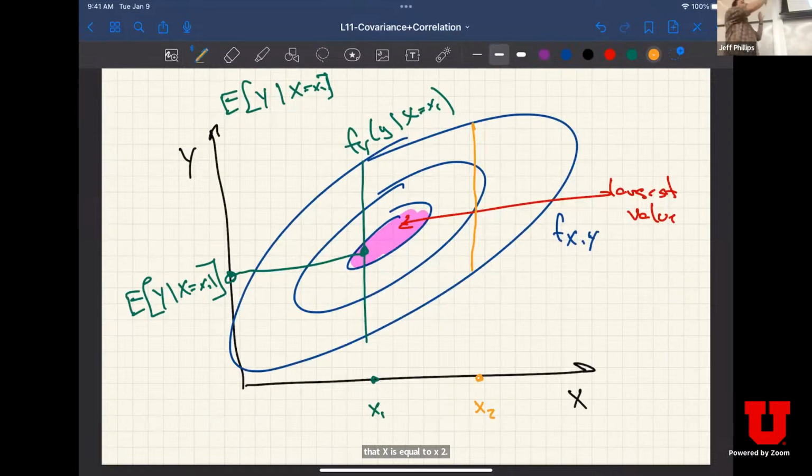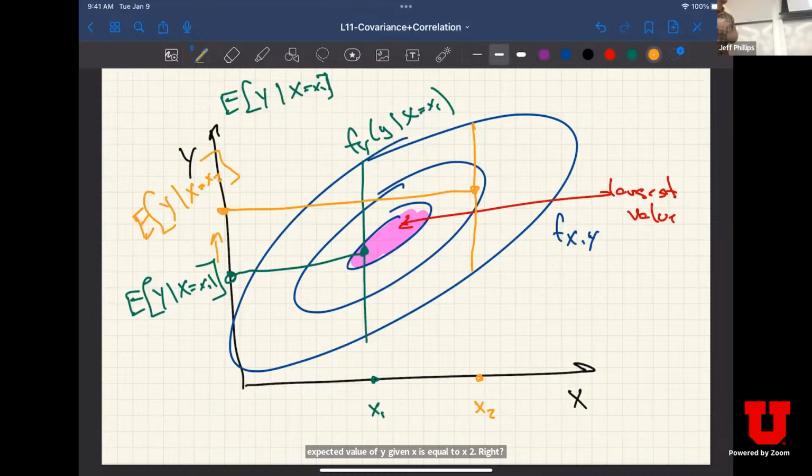Yeah, I'm just telling you by looking at this picture. I haven't computed it, but the covariance turns out to be positive here, right? Looking at this picture, I look at the expected value. It's probably about here now. So this is now the expected value of y given x is equal to x2, and this is larger. This has increased, and we've also increased x1 to x2.